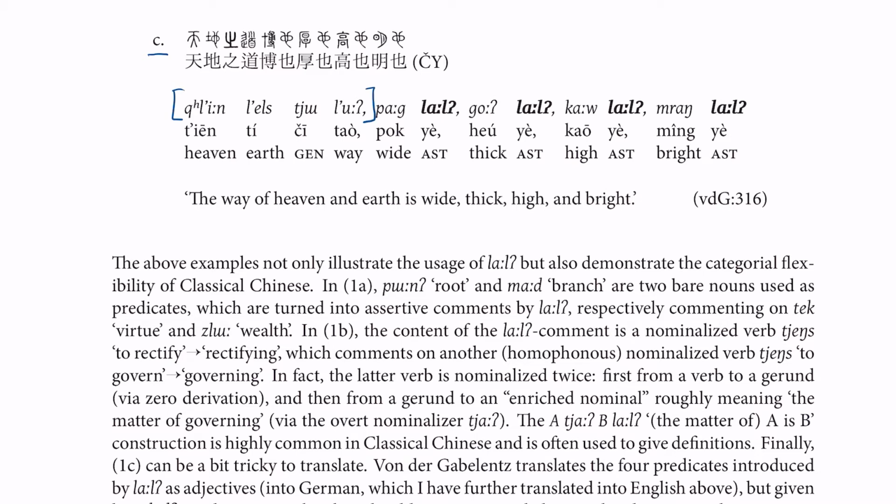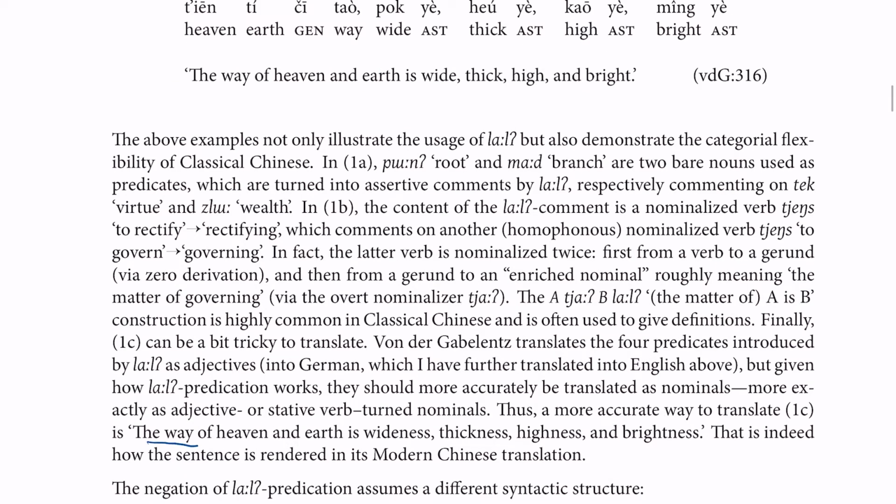Bak lao, so it's wide, it's thick, it's high, and it's bright. Notice that while in the English translation, these predicates look like adjectives, they can also be interpreted as nominalized adjectives, which means the way of heaven and earth is wideness, thickness, highness, and brightness. And that is indeed how the sentence is rendered in its modern Chinese translation.